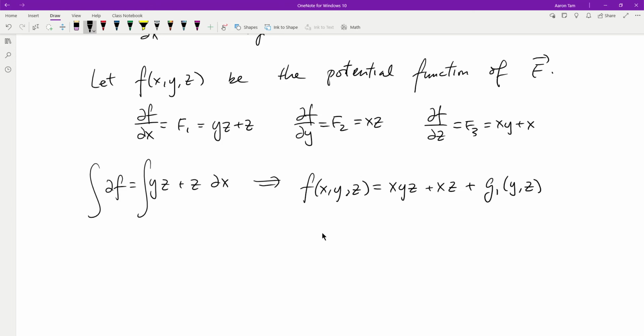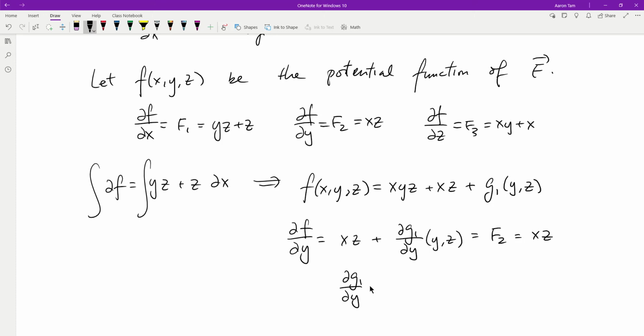So now the next thing I'm going to do is take this and differentiate it with respect to y and see what happens. If I do that, I get xz plus dg1 over dy of yz. Yes, you do have to identify that that is only differentiated with respect to y. And that is df over dy. That should equal f2, which is xz. Fortunately for us, that tells me that dg1 over dy must equal 0.